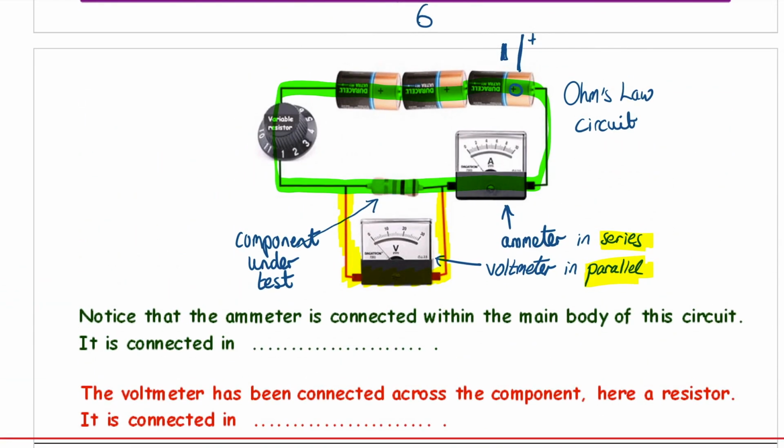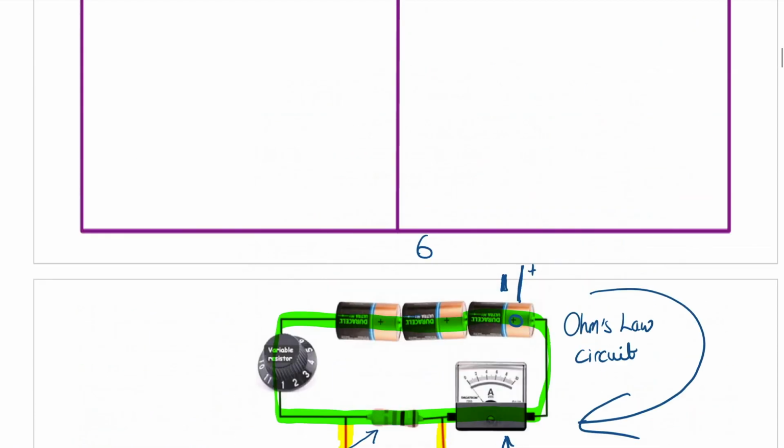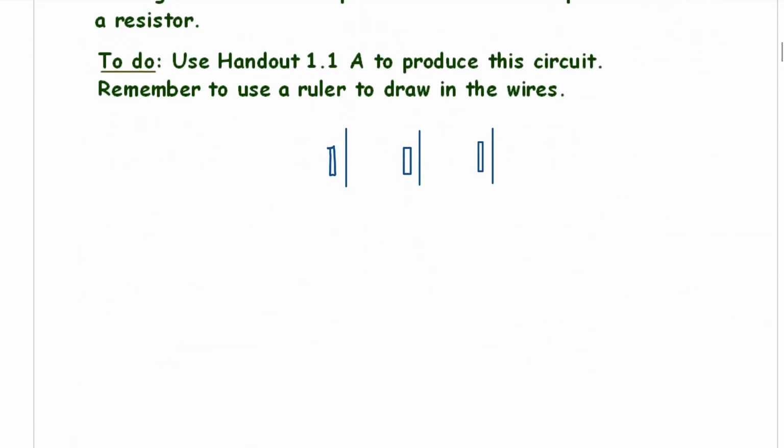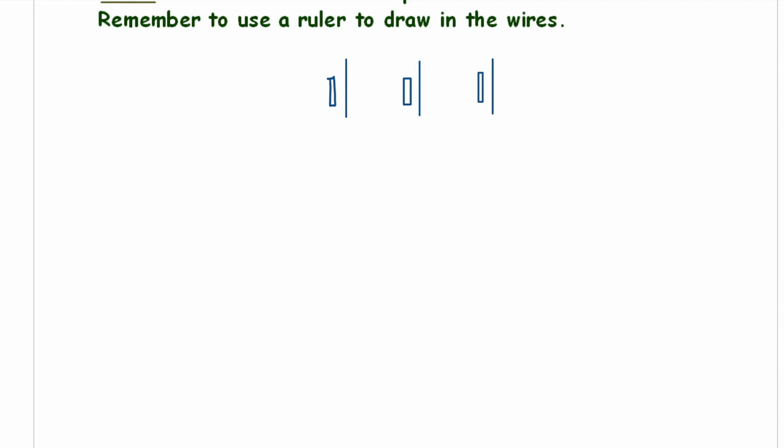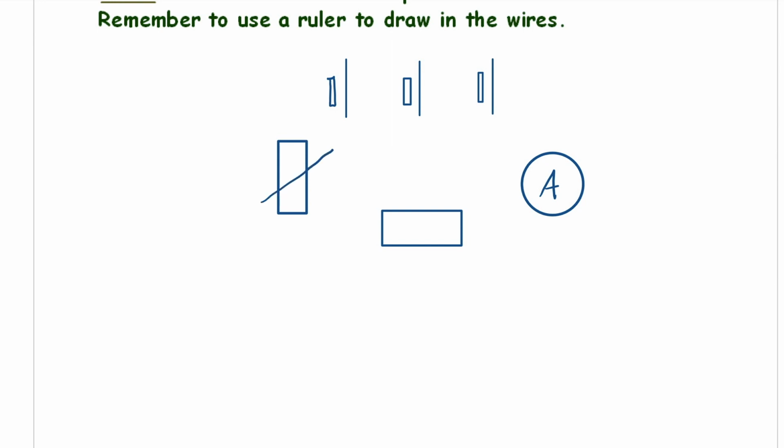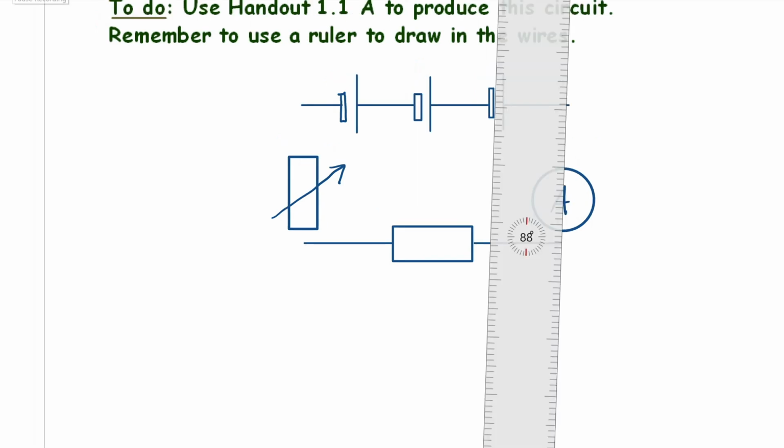Next, let's work clockwise. So we'll go down this direction. Then we've got an ammeter, then a resistor, and a variable resistor. Here's a variable resistor. Look, it's a resistor, same symbol, and then all you do is draw an arrow through it, making it a variable resistor. And just connect up components.